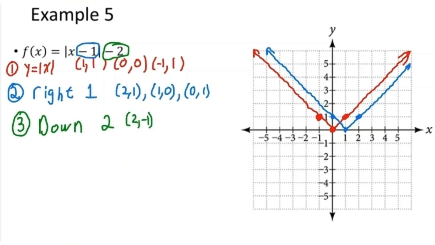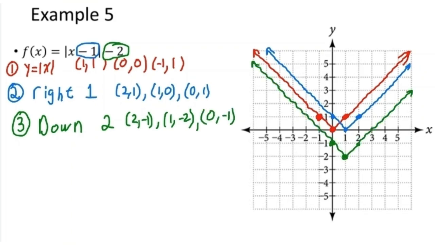So 2, 1 goes to 2, -1, 1, 0 goes to 1, -2, and 0, 1 goes to 0, -1. Now we'll plot our points and connect them. And in green, we get our graph after we shift our blue graph down 2 units. Since there are no other transformations to perform, our green graph will be the graph of our function f of x.